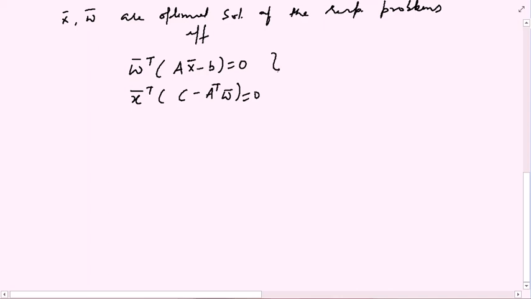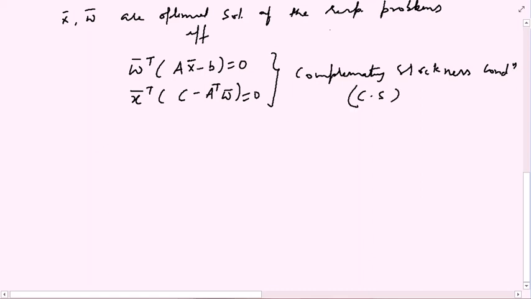So these two conditions are basically called complementary slackness conditions, also abbreviated as CS conditions. This condition says that at the optimal primal-dual pair x bar, w bar, this product is 0. Now what is the meaning of this product? So let us look at this product first.